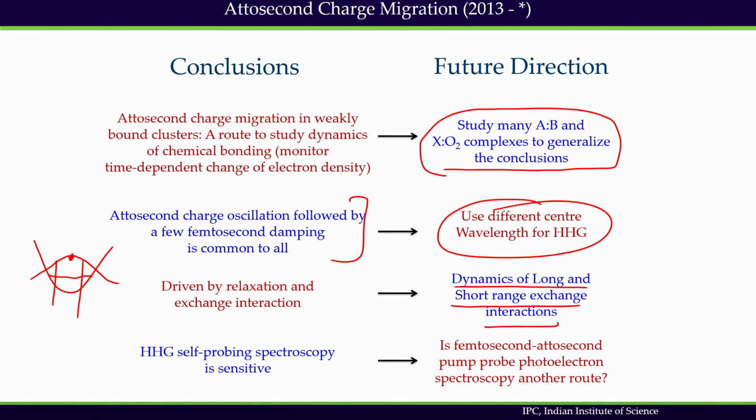And finally, we have already shown that HHG probing spectroscopy is very sensitive to the attosecond charge migration. Is it the only technique? Can we use femtosecond, attosecond pump probe photoelectron spectroscopy as another alternative route to the investigation of this attosecond charge migration? So with this big hope and little conclusions, we will stop here for this module. We'll meet again for the next module.